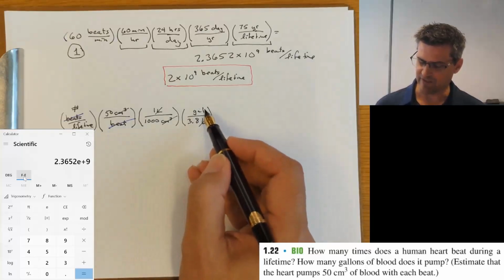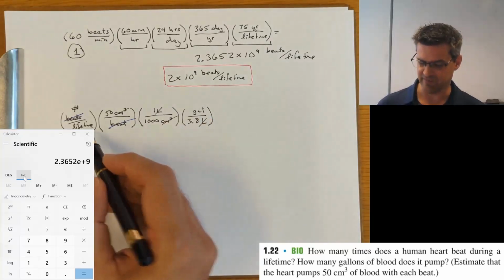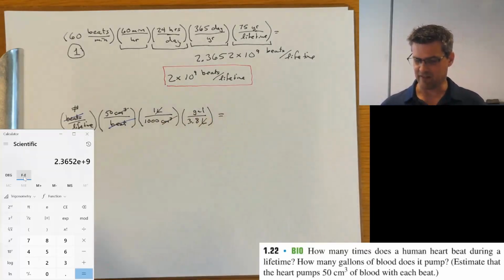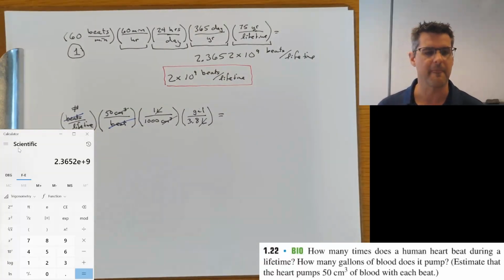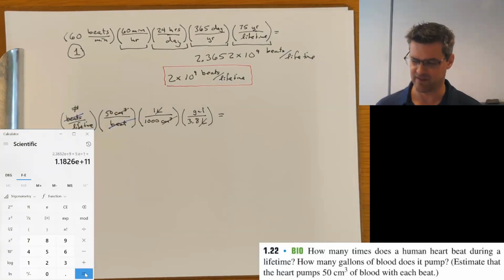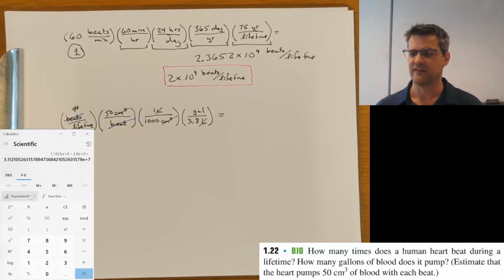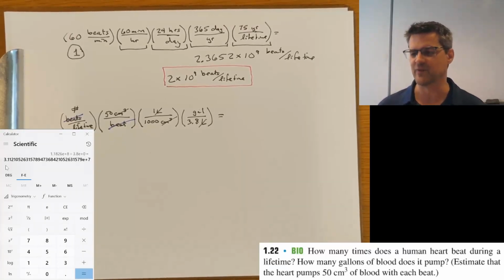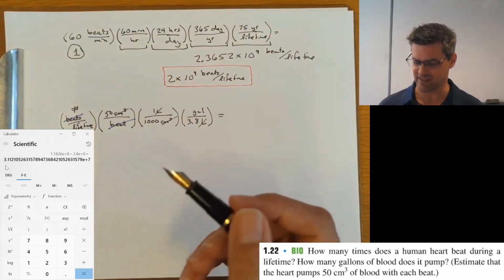Now, I've got gallons per lifetime. And going back to our calculator, I can multiply this by 50, divide this by 1,000, and divide by 3.8 to find out that we have 3.11 times 10 to the 7.